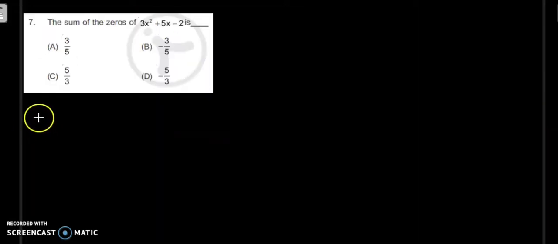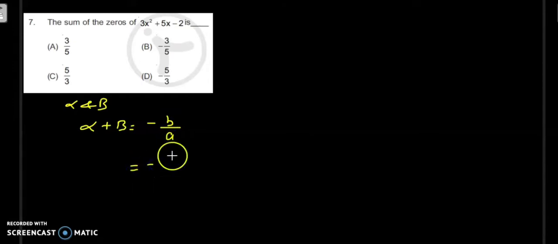Sum of the zeros of the given polynomial, question number 7. If alpha and beta are zeros of this polynomial, then the sum of zeros, alpha plus beta, is equal to minus b by a. Okay, so minus as it is, b will be 5 upon a will be 3. So minus 5 by 3, option D is your answer.